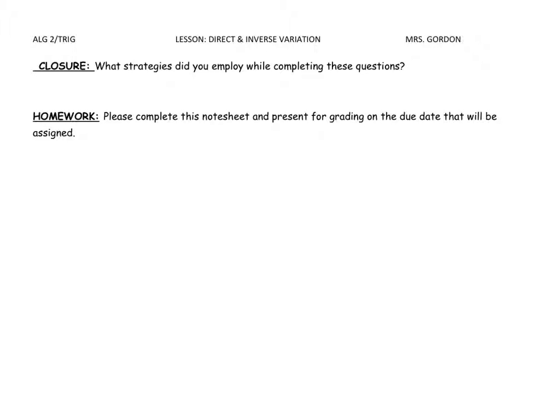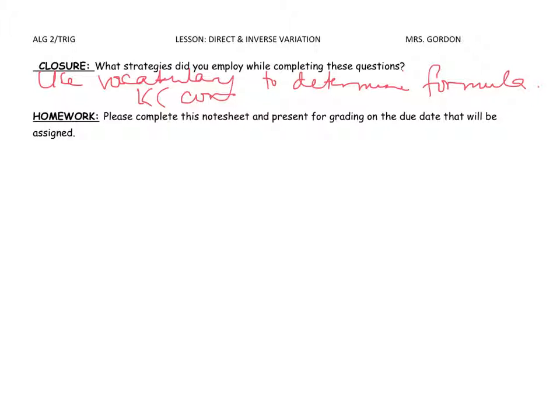All right, as always, we want to talk about the strategies that we use to complete the questions. The first thing we notice is that we have to pay attention to vocabulary, to determine the formula. And then K is the constant of proportionality. And we have to use known data.